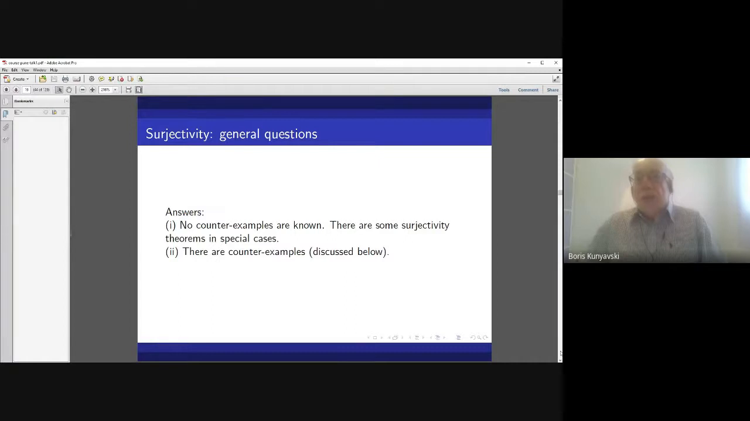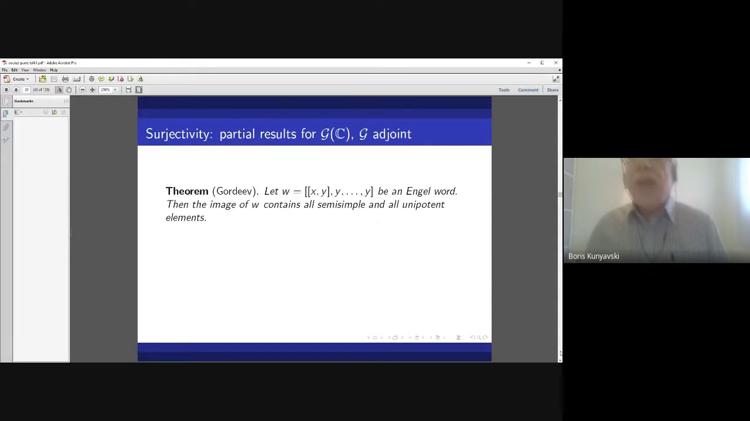As I told, this question is deceptively simple, and we'll discuss this later. As to the real case, there are counterexamples, relatively recent, and they will also be discussed. Let me just give a hint to what's known to give you some impression. A typical good case is given by a theorem by Nikolai Gordeev.